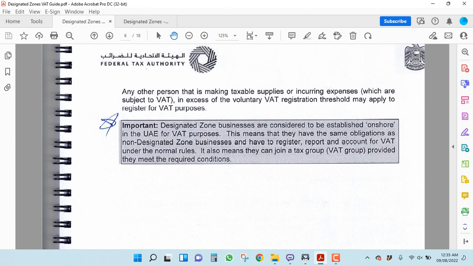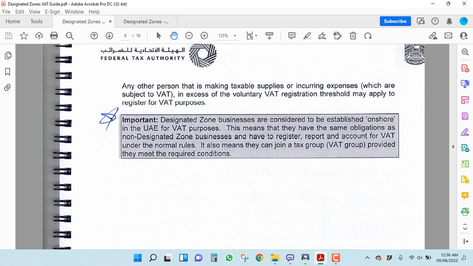Any other person that is making taxable supply or incurring expenses which are subject to VAT in excess of the voluntary VAT registration threshold may apply to register for VAT purposes. Important: DZ businesses are considered to be established onshore in the UAE for VAT purposes. This means that they have the same obligations as non-DZ businesses and have to register, report, and account for VAT under normal rules. It also means they can join a tax group, a VAT group, provided they meet the required conditions.